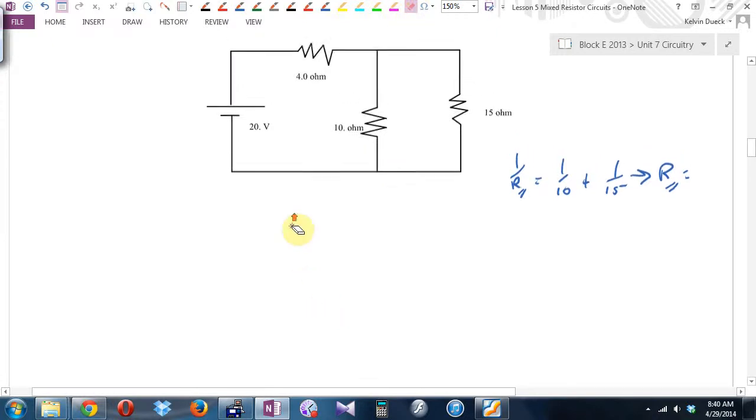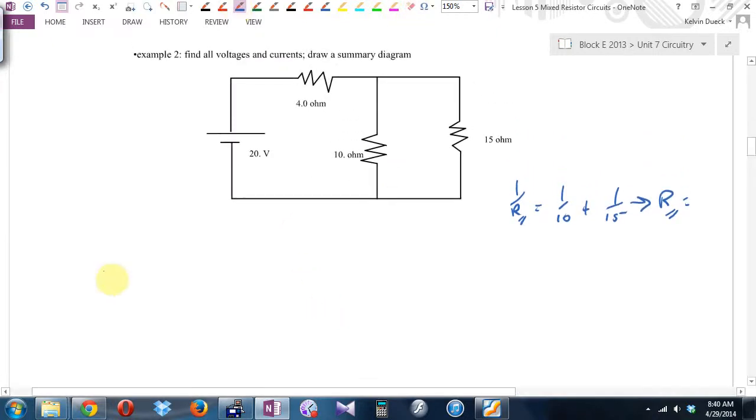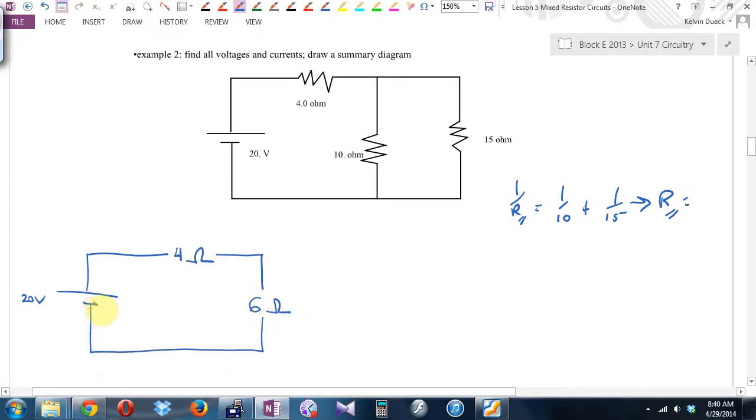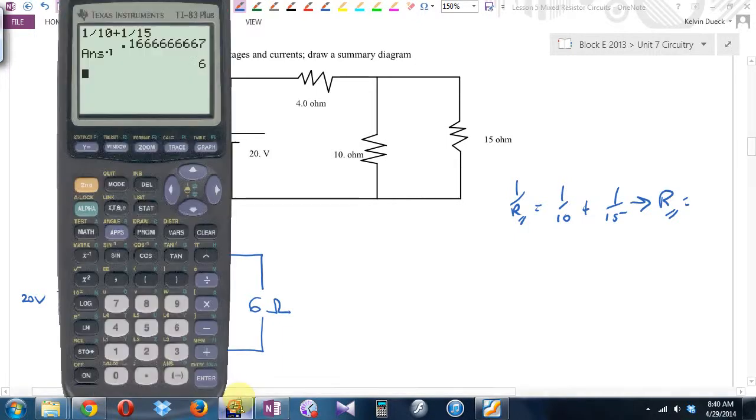So mathematically, I can say this is the same as a 4-ohm and a 6-ohm. Right? 1 over 10, 1 divided by 10 plus 1 divided by 15 equals, reciprocal.